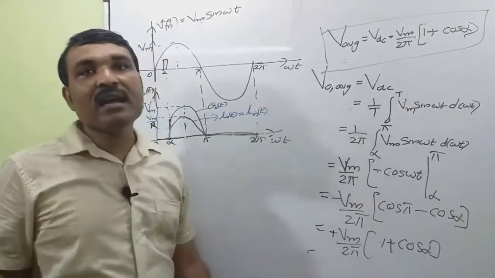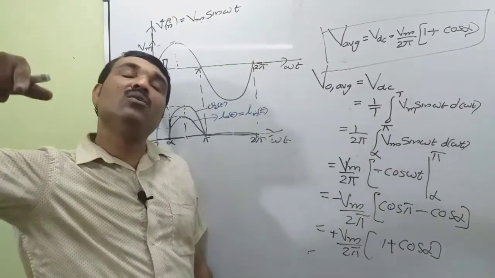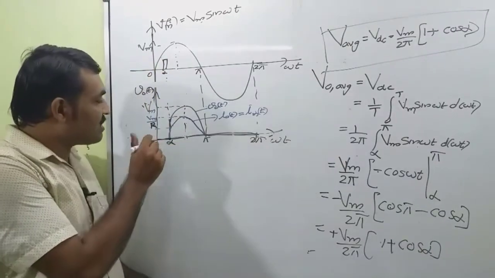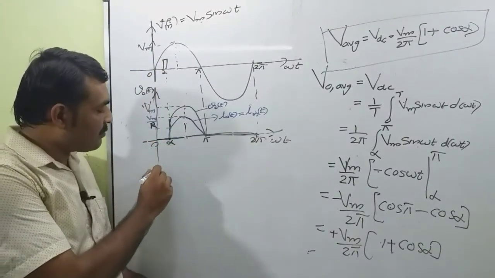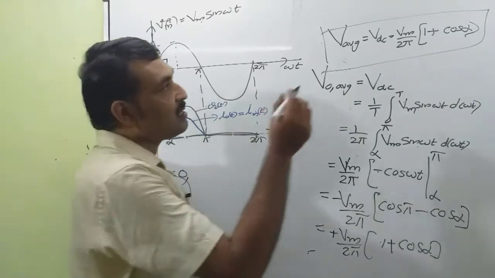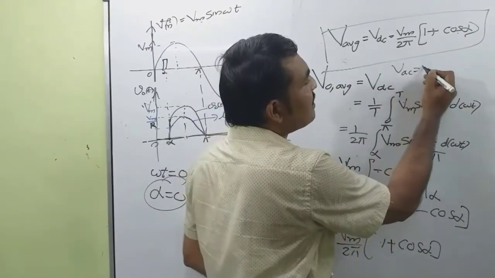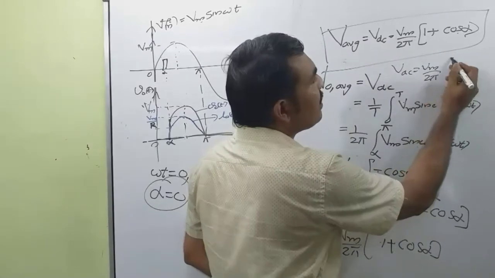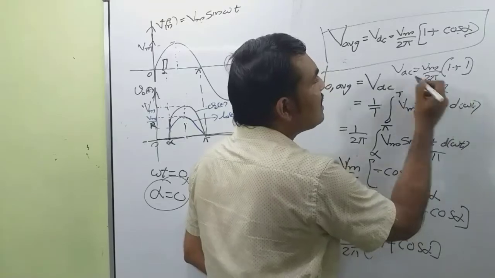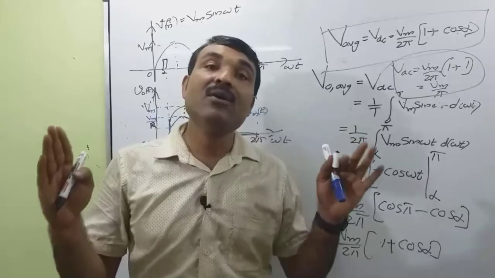In the case of a diode circuit, what happens? Alpha is equal to 0, so the diode will conduct during the complete positive half cycle. Suppose the firing pulse is available at omega t equal to 0, that is, alpha is equal to 0. Then this becomes cos 0, and cos 0 is equal to 1. So output voltage VDC is equal to Vm by 2 pi into 1 plus 1, that is 2. So this is equal to Vm by pi. This is the expression for the average value of output for a diode rectifier circuit.